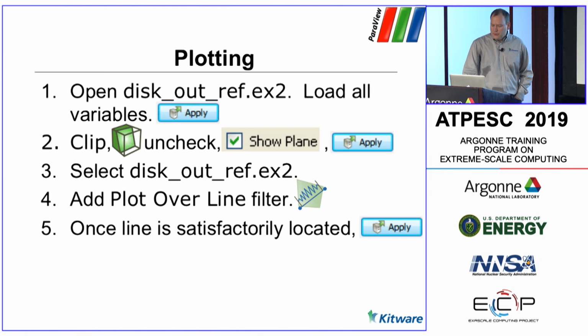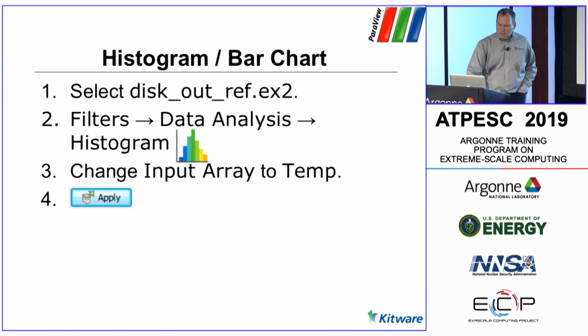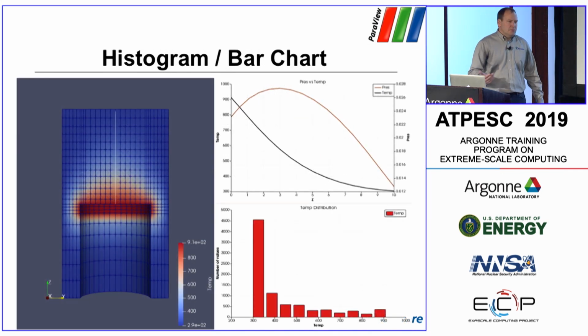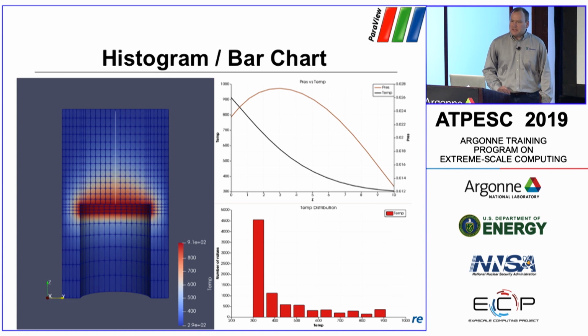So if you follow through the tutorial, you'll get an understanding of how you can apply filters like plot over line, which is the simplest quantitative analysis filter, and you can get built-in charts and plots out of ParaView as well. Again, these plots and charts are all at the VTK level, so they're exposed everywhere. They're BSD, and they run on Mac, Linux, Windows, and so forth.